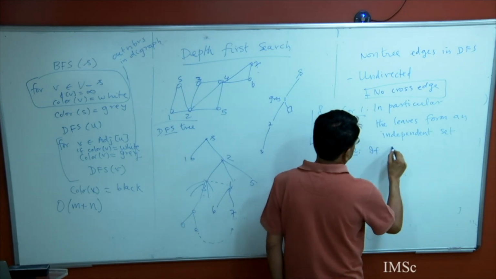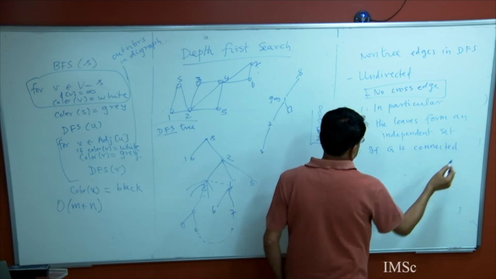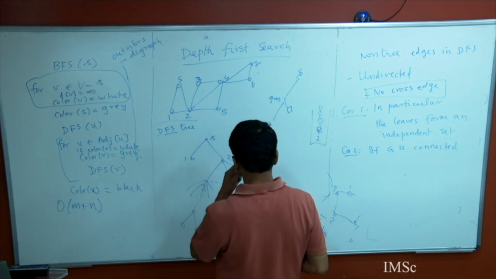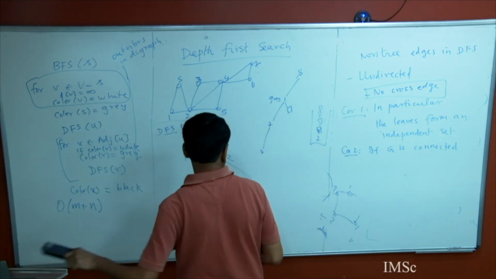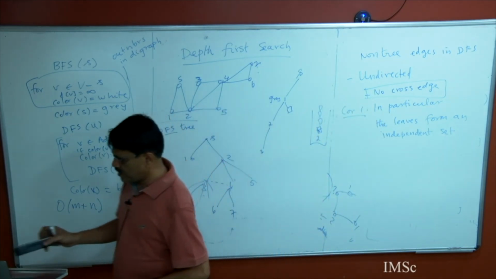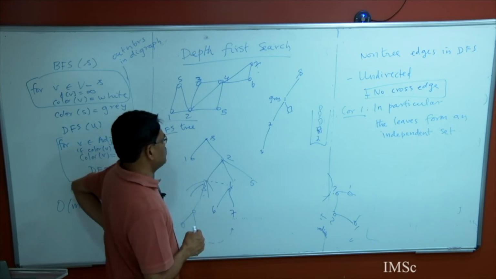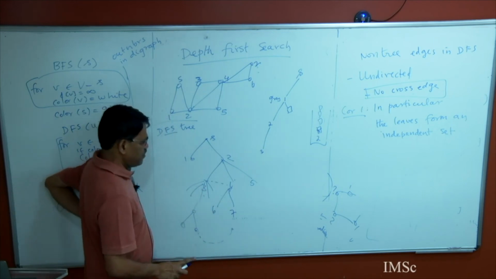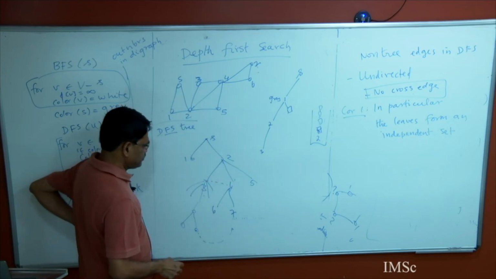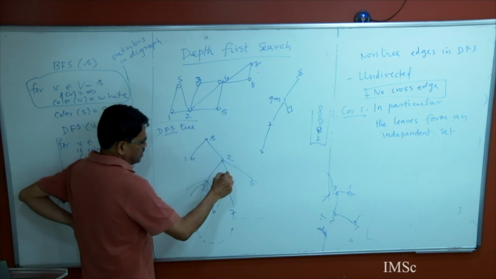If G is connected, okay, fine. Let's leave it at this. Okay, how else can a non-tree edge be? It cannot be a cross edge. You are talking about an undirected graph. Can you have an edge like this?